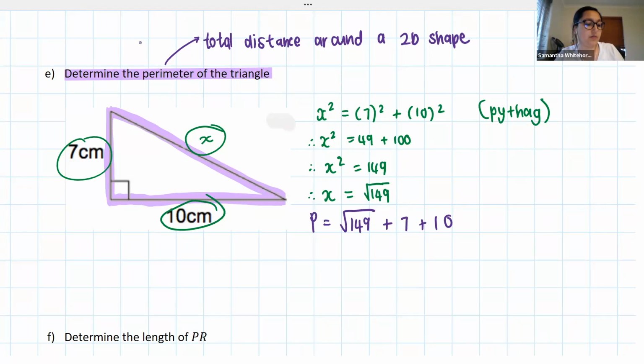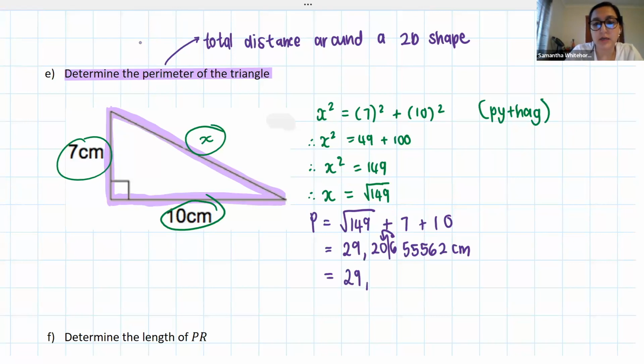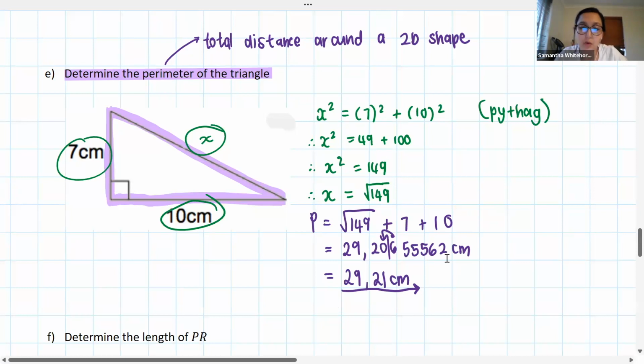So when I add all of those values up, this is now where I could round off. I end up with 29.20655562 centimeters. Round off to 2 decimal places. The 6 increases the 0 to a 1. 29.21 centimeters. Okay, so we had to do a little bit of working out before we could go and do our perimeter. So let's take a screenshot.